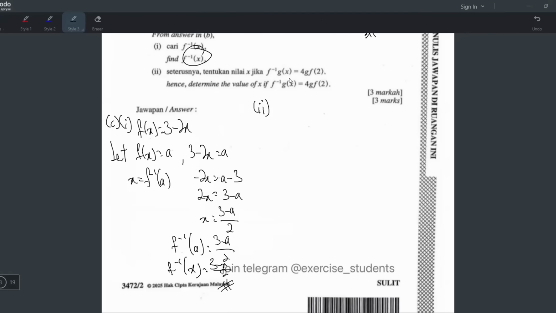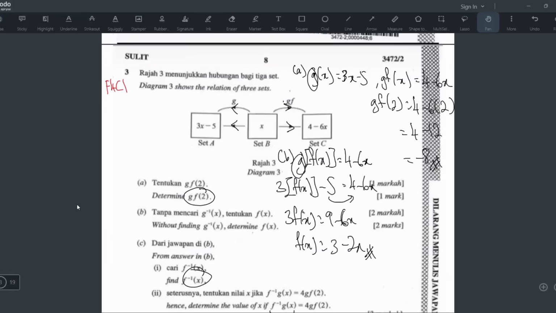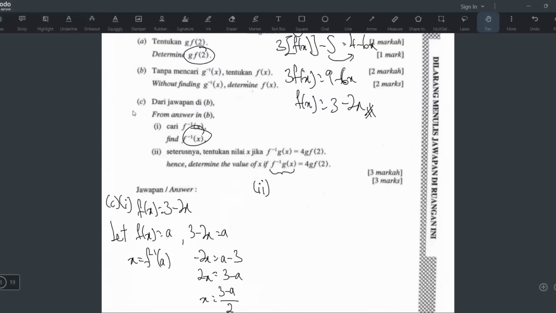Determine the value of x if f inverse gx equals to 4 gf2. Okay, I think I have to do the left hand side and right hand side separately. So the left hand side is f inverse gx, and do I have that? I don't think so. I have gf, but I don't have f inverse gx. So I think I have to do it myself, and you can do it easily because you already have the gx and f inverse x.